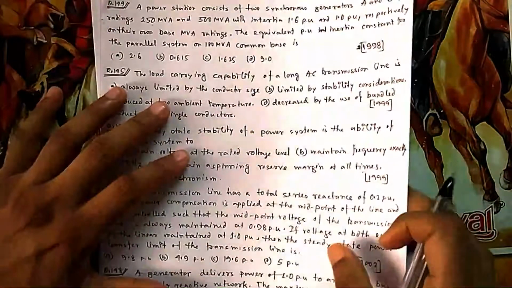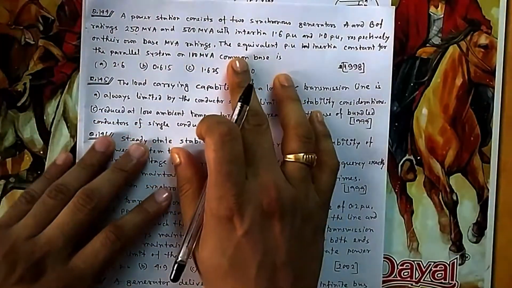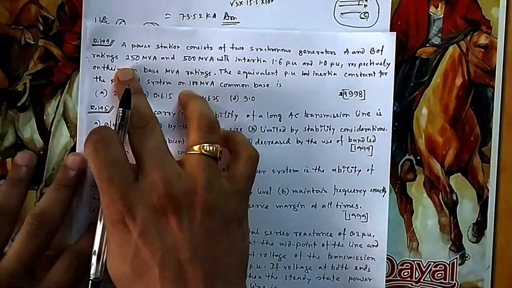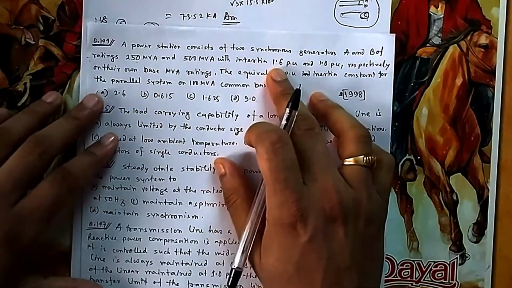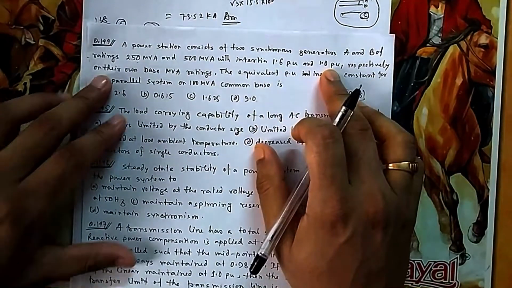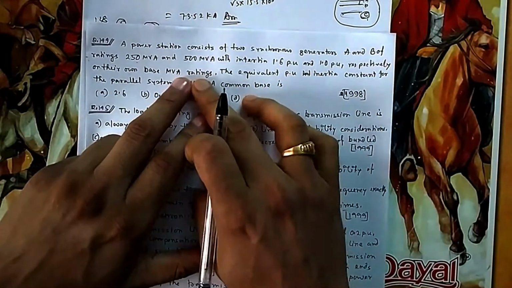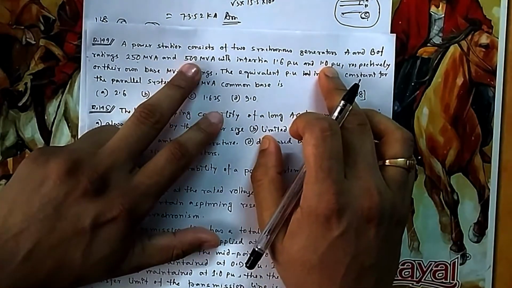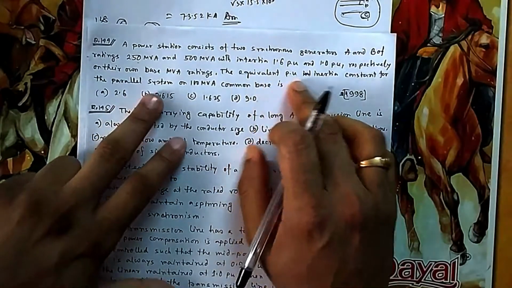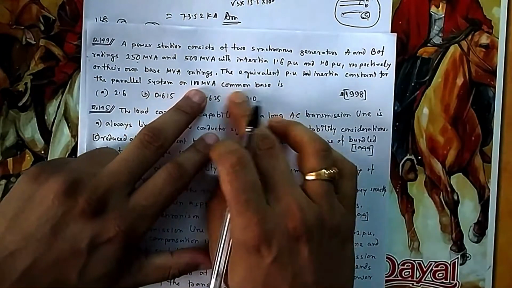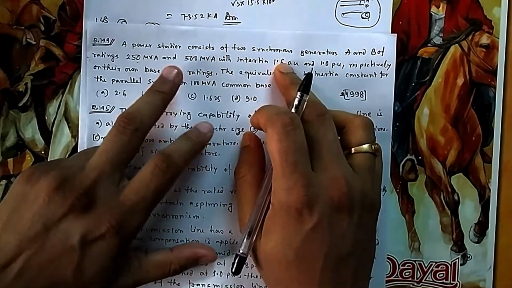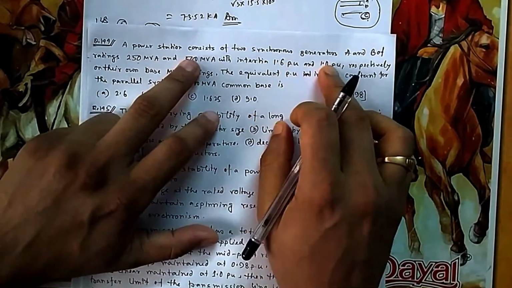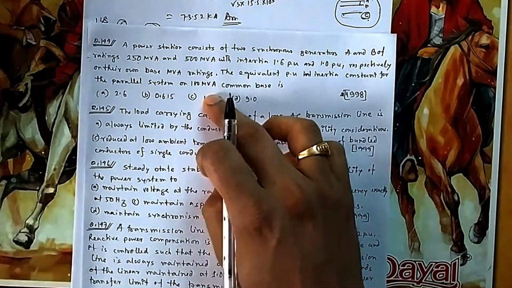Now if you come to question number 144, a power system consists of two synchronous generators A and B, rating 250 and 500 MVA, inertia is 1.6 per unit, 1 per unit respectively on their own base MVA rating. So 1.6 on 250, 1 per unit on this one. This is the inertia. The equivalent per unit inertia constant for the parallel system 100 MVA. So what will be the total inertia here? 250 into this, 500 into this, divided by you want to go at 100 base.